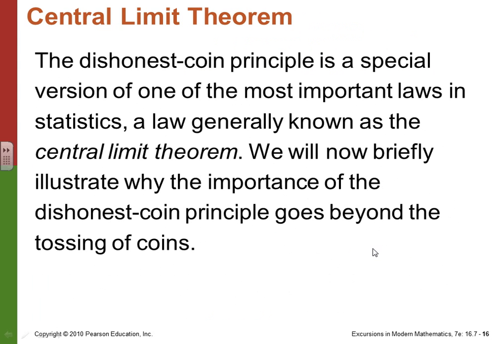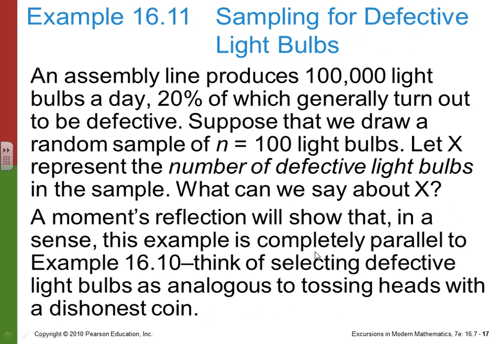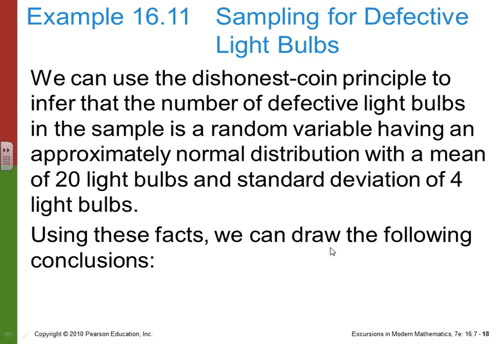Central limit theorem. The dishonest coin principle is a special version of one of the important laws of statistics called the central limit theorem. We will now briefly illustrate what that means. An assembly line produces 100,000 light bulbs a day. 20% of them generally turn out to be defective. Suppose that you draw a random sample of 100, and X represents the number of defective bulbs. What can you say about X?